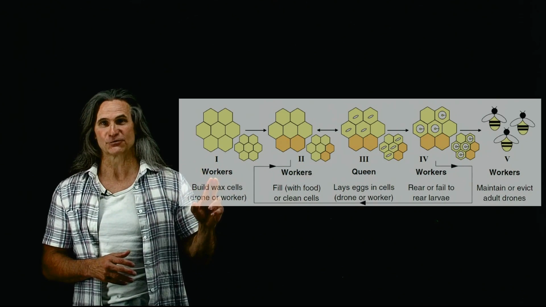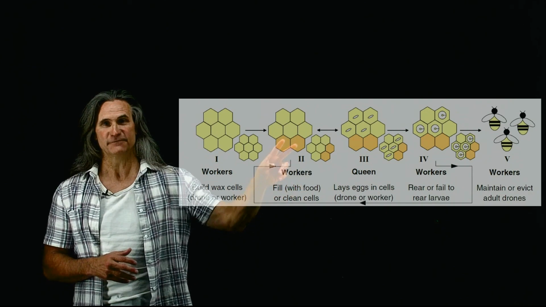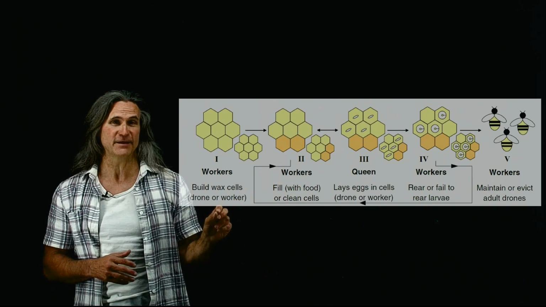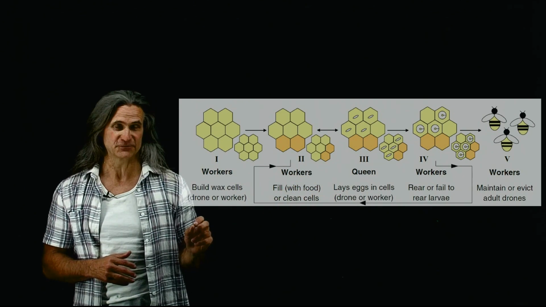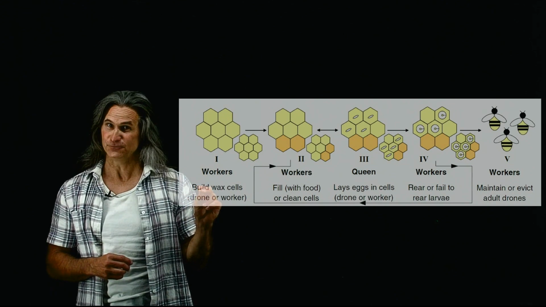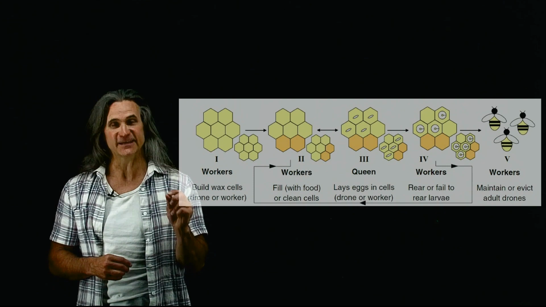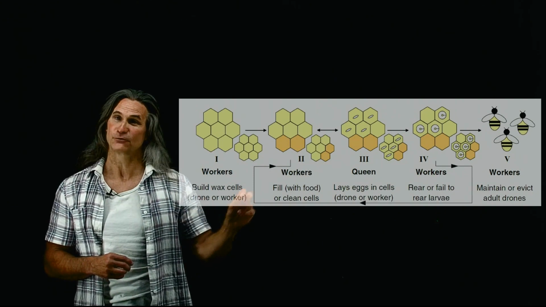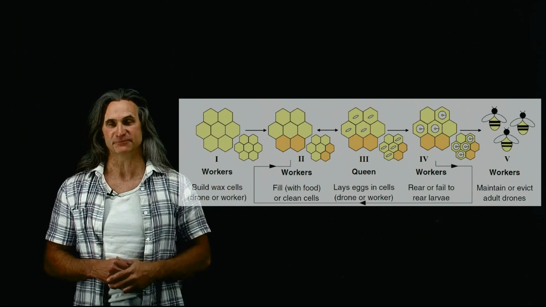As you can see, workers show up at step 1, they make the cells. Workers show up at step 2, they decide to either prep the cells for eggs or fill them with resources. Step 3, the queen actually makes the choice. She chooses to either lay a drone egg in the cell or not to. And then again, we're back to the workers who have to actually raise that egg into an adult. And finally, the workers are responsible for caring for the adult drones. Now we're going to look at each of these steps in more detail.